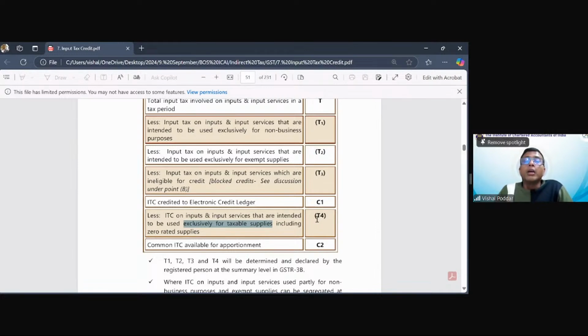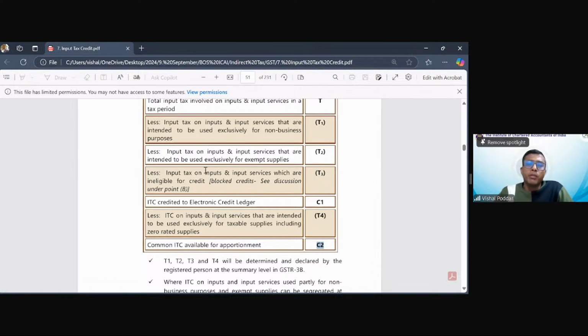I should not reduce it because actually it is eligible. However, they are saying reduce it for the time being because I want to find out what are your common input services. Common means which are used commonly for both X and Y. So this T4 you are reducing, but it is eligible to you. How it is eligible, you will come to know later on. But for the time being, subtract it so that now this is the most important balance.